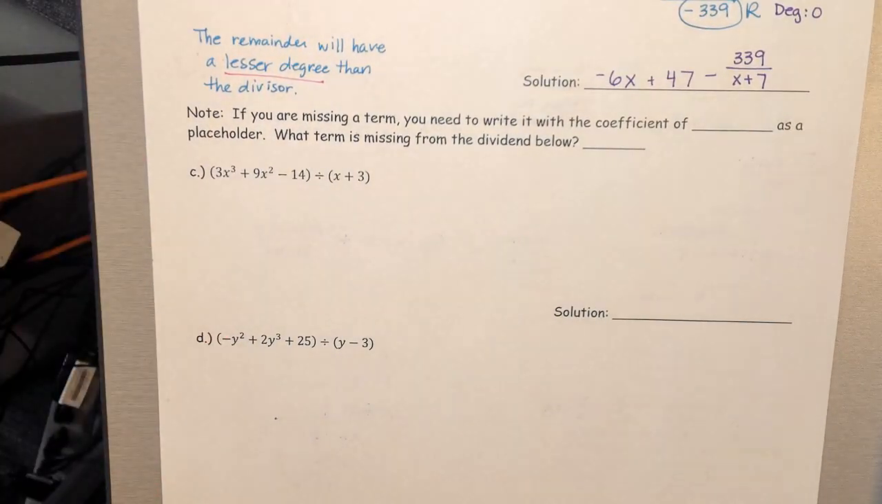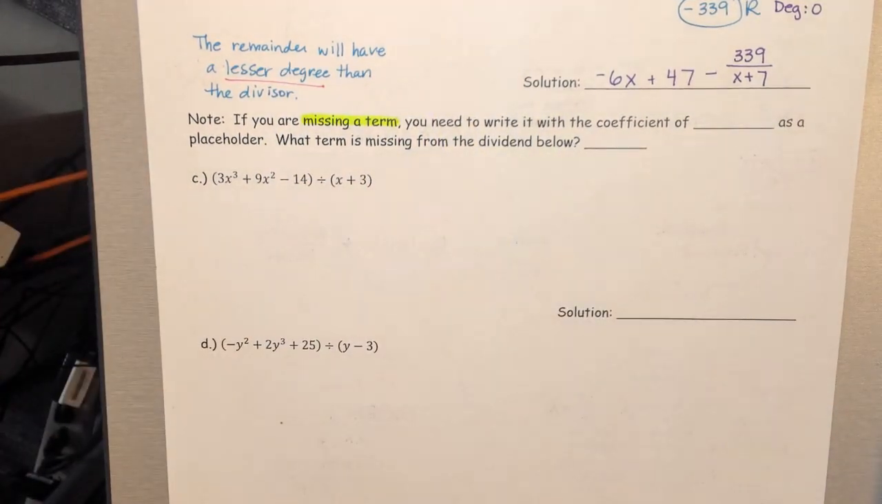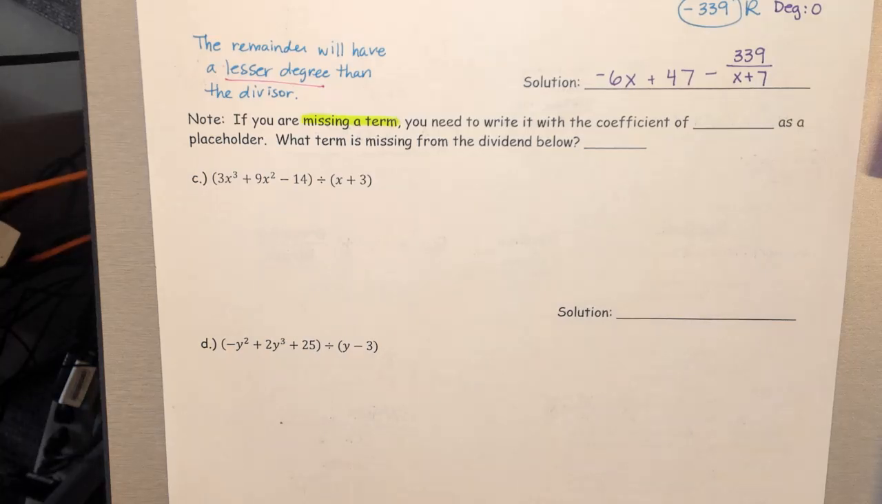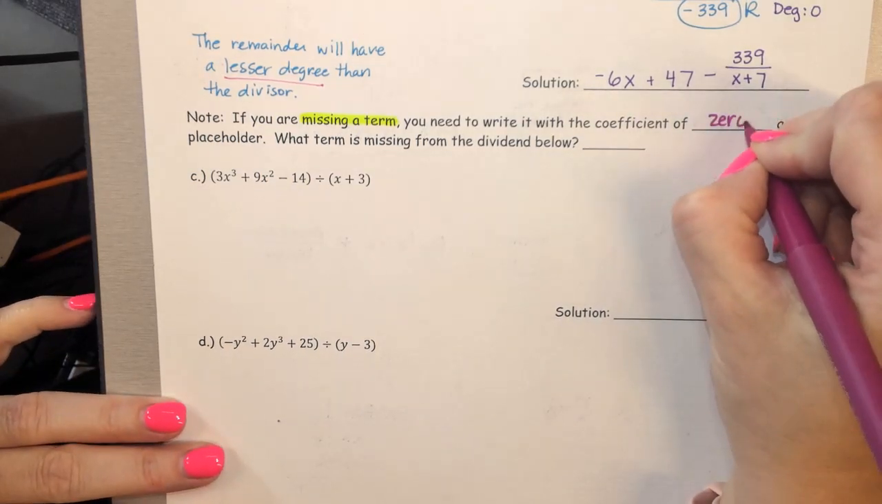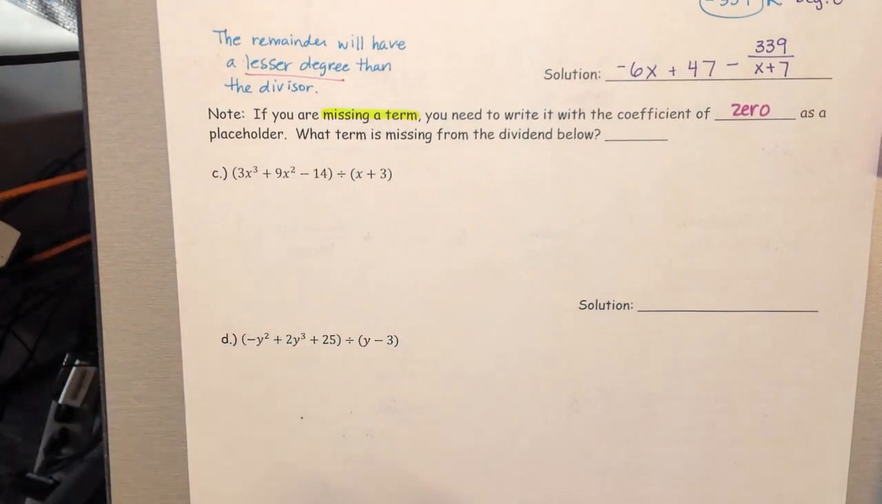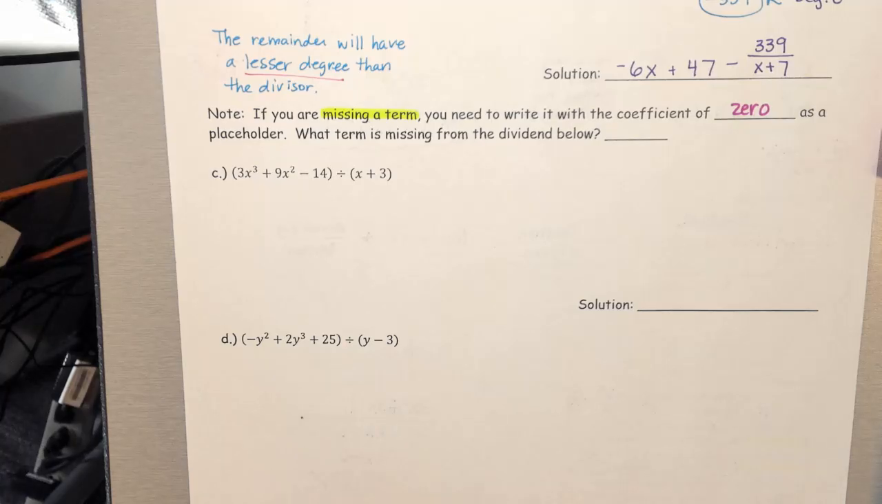Okay, now, if you are missing a term, this says you need to write it. You don't have to write it. I'm going to show you one case where it honestly doesn't matter. I'm going to show you another case where it is helpful. So if you are missing a term, I do recommend writing it with a coefficient of 0 as a placeholder. Okay, so you can look and see what term is missing from the dividend. But in this case, like I said, this is a special case where you're going to have some cancellations where it's not going to matter.